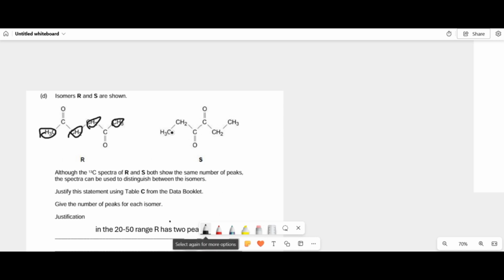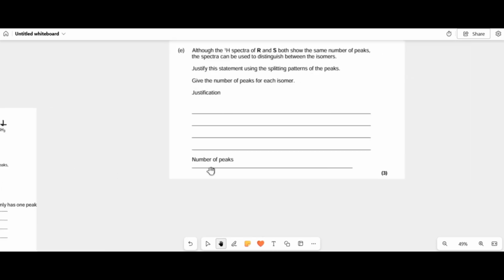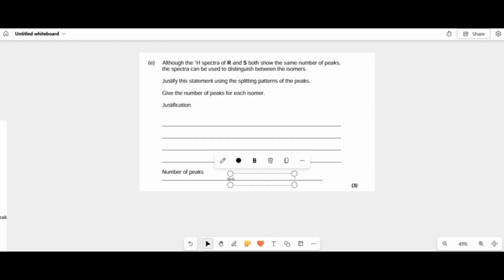So now let's look at S here. Same thing: one, one, and this is the second one. They're identical. Hence we get two peaks for both of them. So the number of peaks here is two. So we've got two peaks in both.